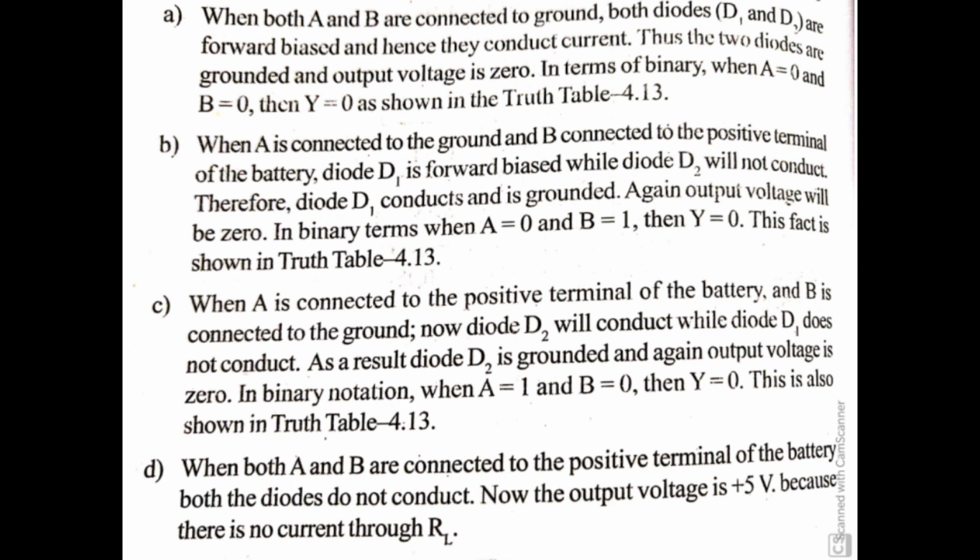When A is connected to the positive terminal of the battery and B is connected to the ground, now diode D2 will conduct while diode D1 does not conduct. As a result, diode D2 is grounded and again the output voltage is 0. In binary notation, when A is equal to 1 and B is equal to 0, then Y is equal to 0. This is also shown in the truth table 4.13. When both inputs A and B are connected to the positive terminal of the battery, both the diodes do not conduct. Now the output voltage is plus 5 volts because there is no current through the load resistance RL.